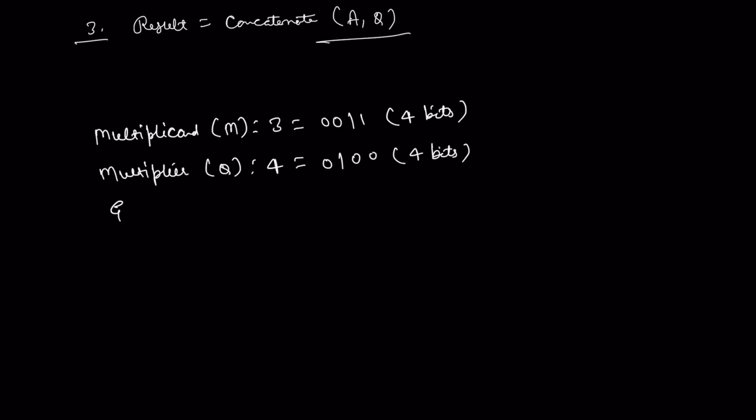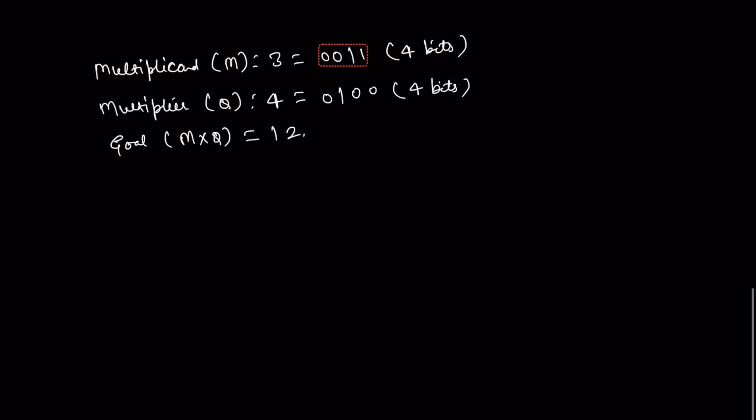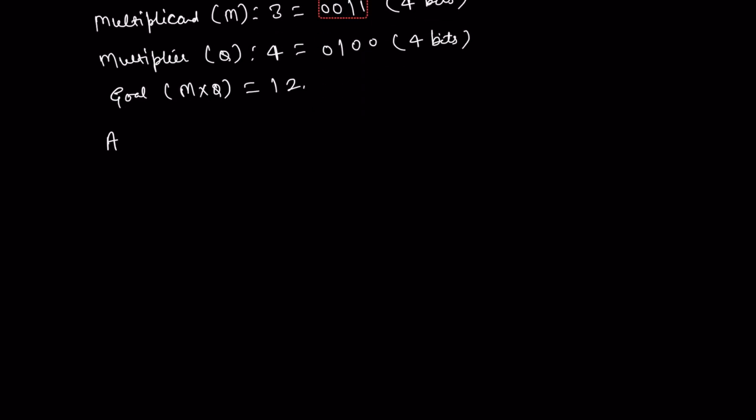And what is my goal? M into Q, so its value should come to 12, 3 into 4. So in the initial step, what is the accumulator value of 4 bit? 0. Q is 0100, and Q minus 1 we will initialize with 0, and the step counter is n, the number of bits, so 4.